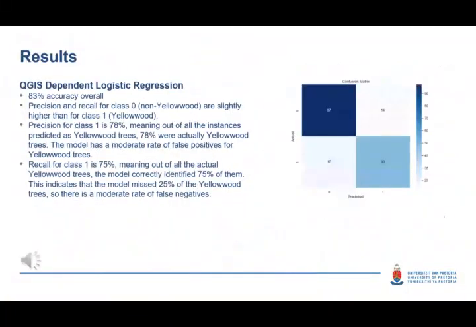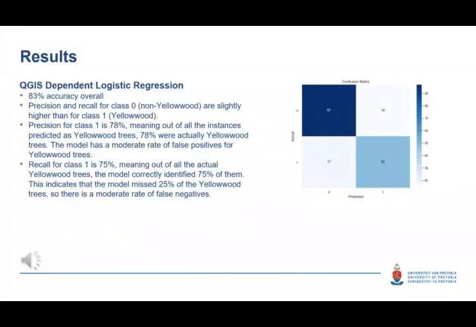In terms of our results for the model where the statistics were generated in QGIS, we have the best accuracy, which was 83% overall. In our specific project, we are more interested in the accuracy of actually identifying yellowwoods as opposed to the accuracy of identifying non-yellowwood trees.